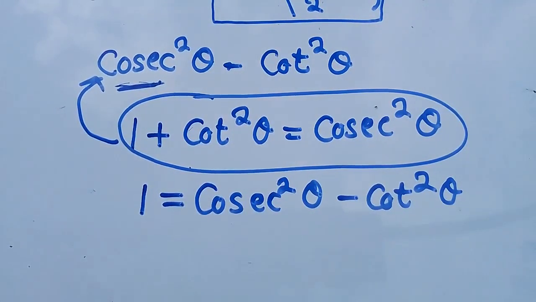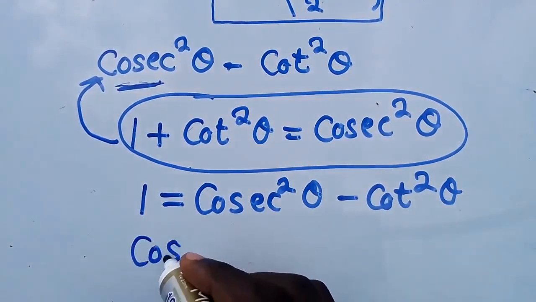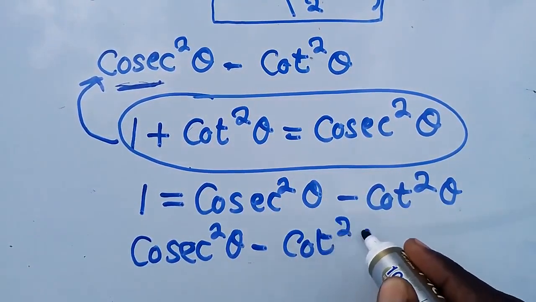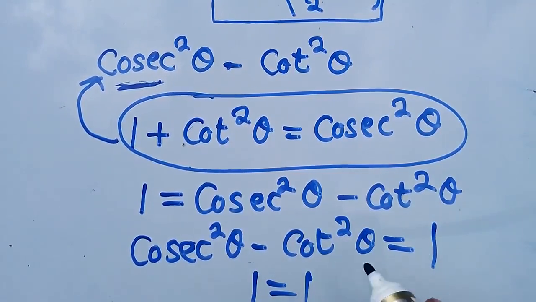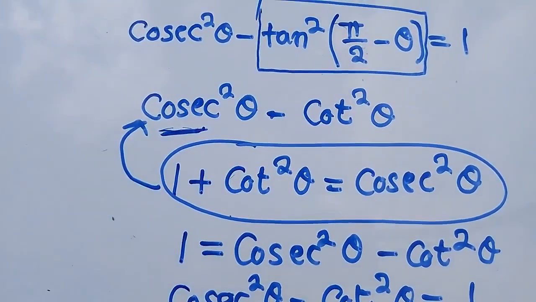So this means that this whole expression, cosec squared theta minus cot squared theta, is equal to 1. So this is the same as 1 is equal to 1. We've proven these two are one and the same thing. These are some of the identities that you are supposed to know and understand, so let's make sure we know how to solve all these identities that I'm giving you.